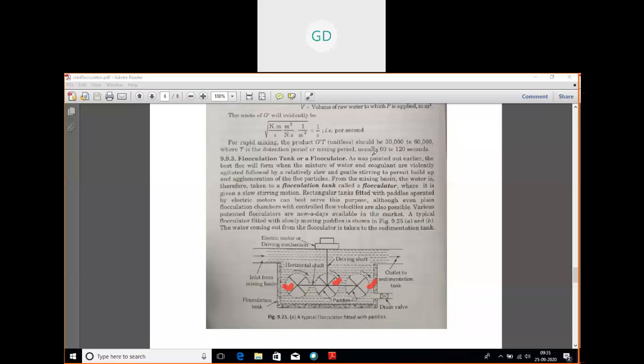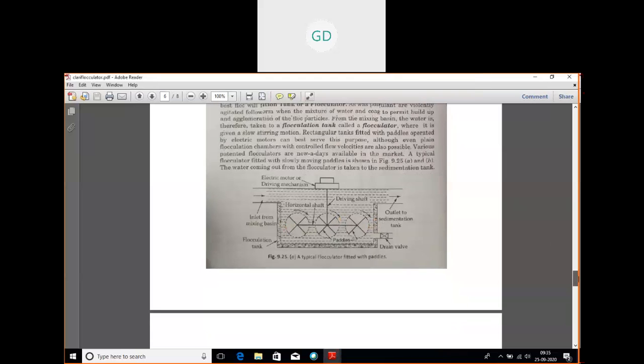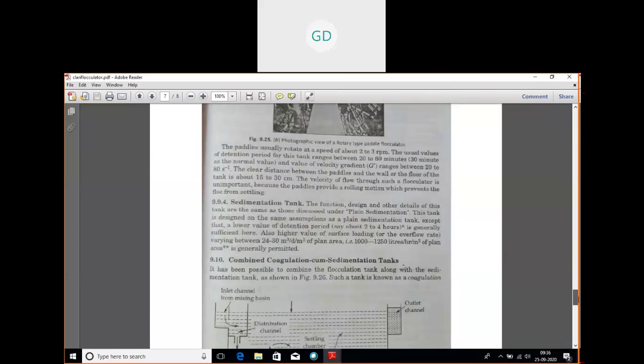So after your gentle mixing, and after the flock has been created, finally in the sedimentation tank, the next unit, your flock is settled down. So this is our final process of how the coagulants are added to the water, and how things happen inside a clariflocculator. This is just a constituent. You should know that these things are there, and with the help of them this process happens.